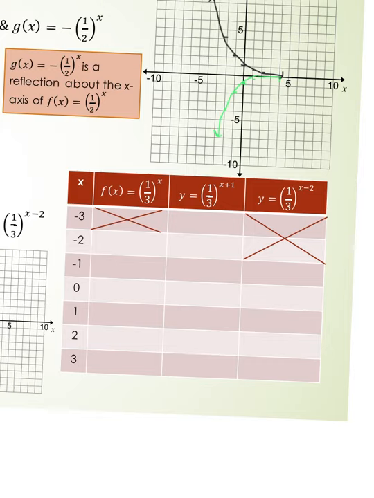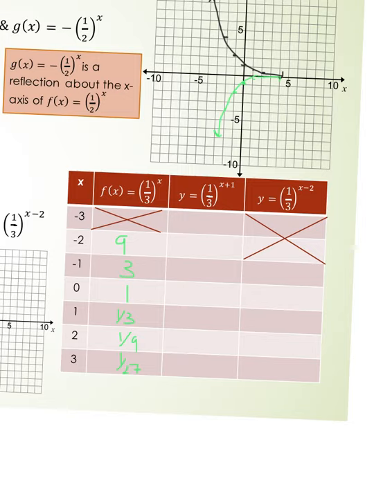If we look at our next example, notice that it says we're going to graph and compare the following 3 functions. I'm going to start off with doing my parent function first, the 1/3 to the x power. 1/3 to the -2 power is 9. 1/3 to the -1 power is 3. 1/3 to the 0 is 1. 1/3 to the first, and 1/3 squared. If you want to do 1/3 cubed, you can, but 1 over 27 is literally on the x-axis.